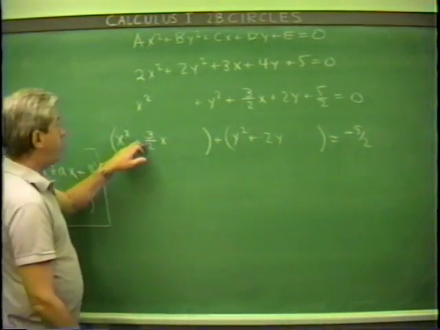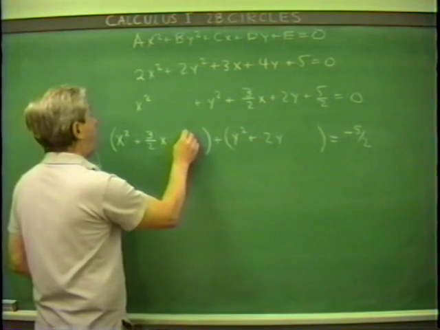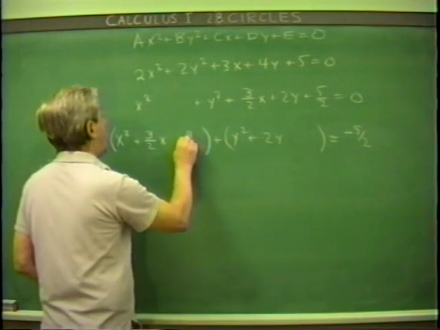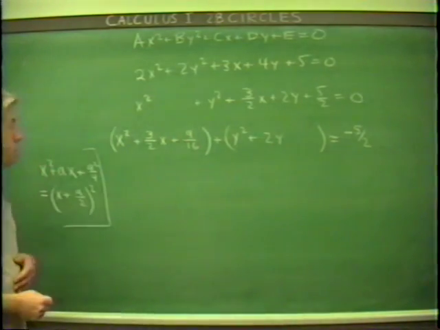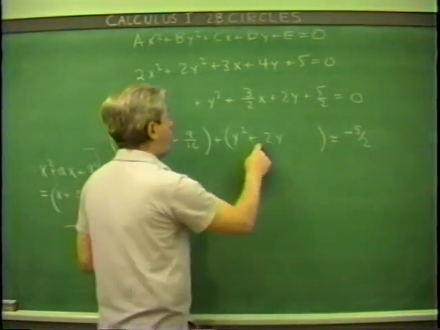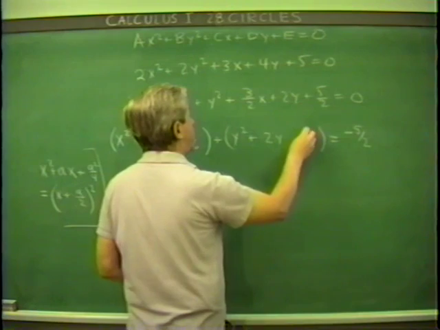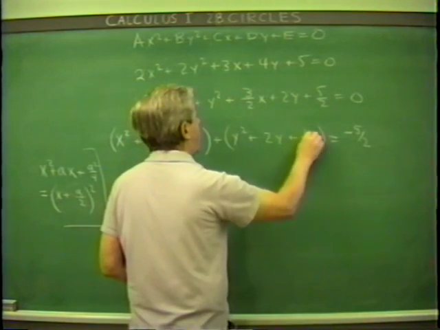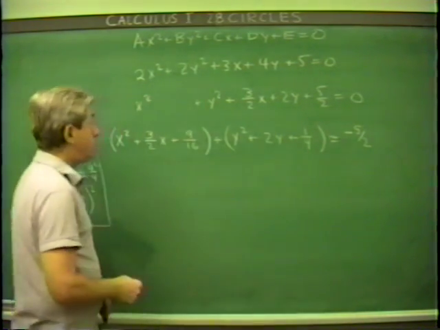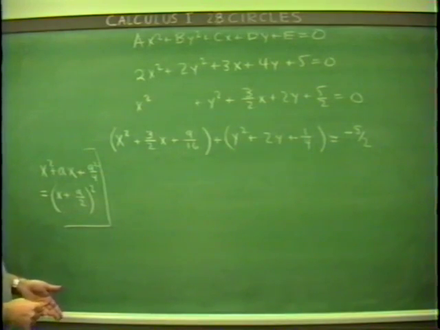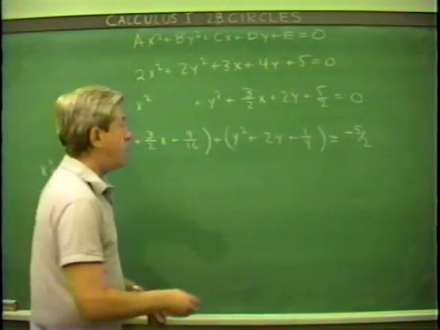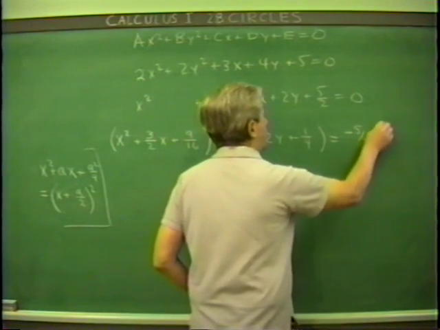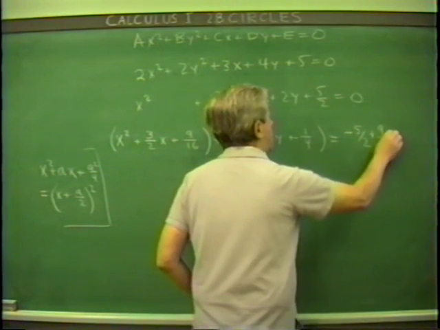So we want to take 3/4 here and square it and add that on here. And that's going to be, we're going to add on 9/16. And here we're going to want to take 2/4, a half, and square it and add that on. That means we're going to want to add on a 1/4. Now, of course, that's not fair to do. We can't add on 9/16 here and a 1/4 here without adding them to the other side. So we want to add 9/16 and a 1/4.